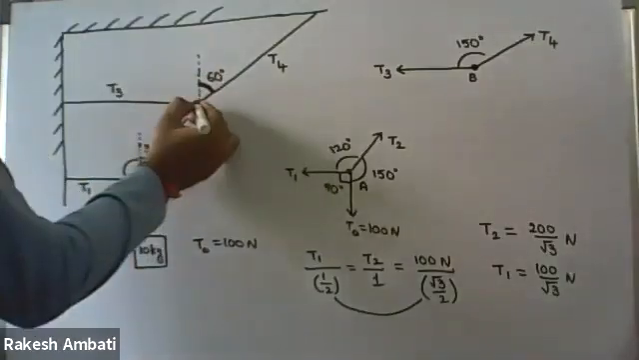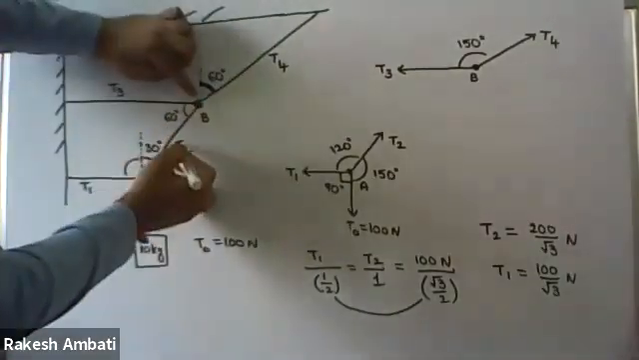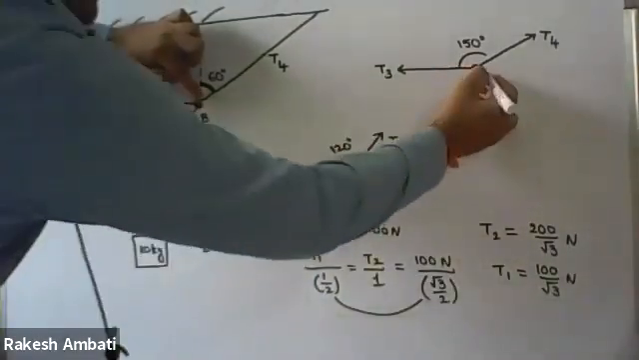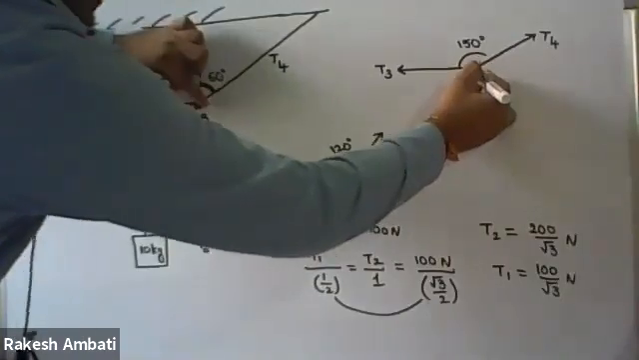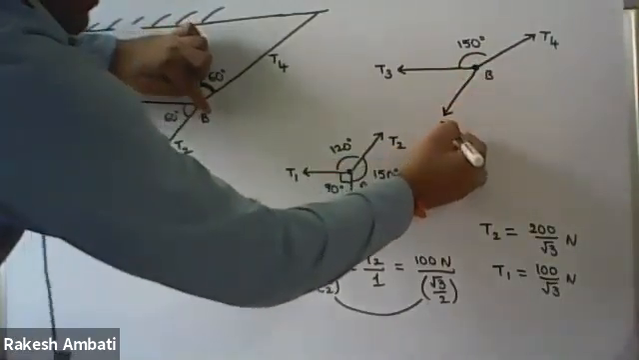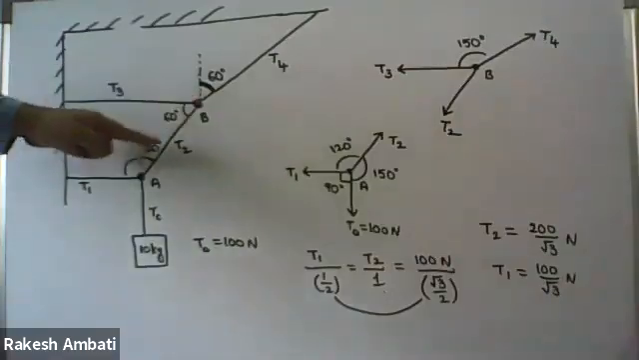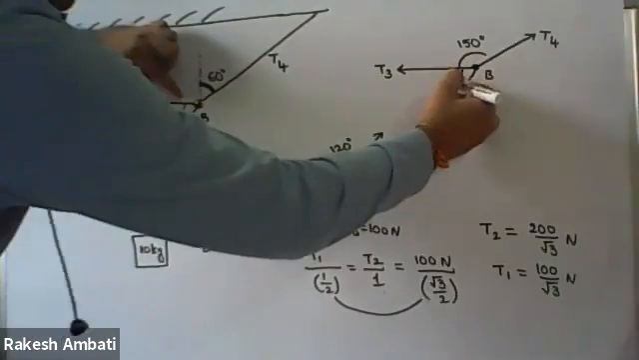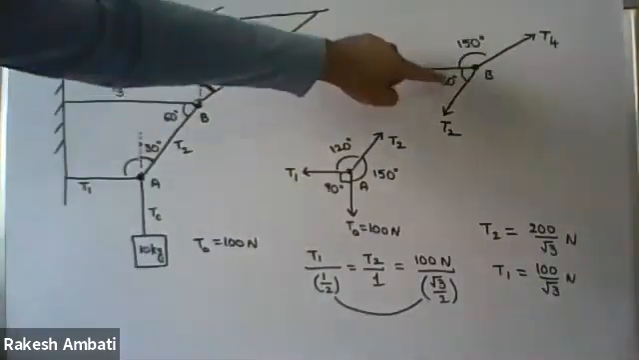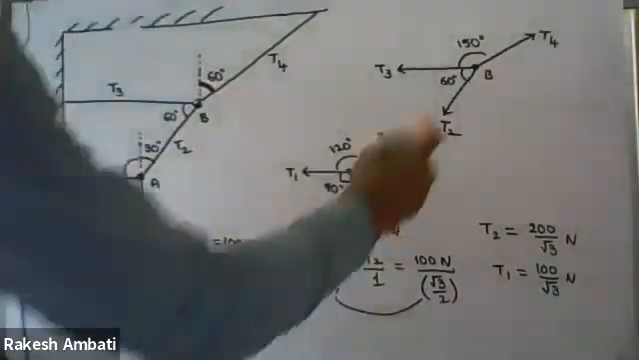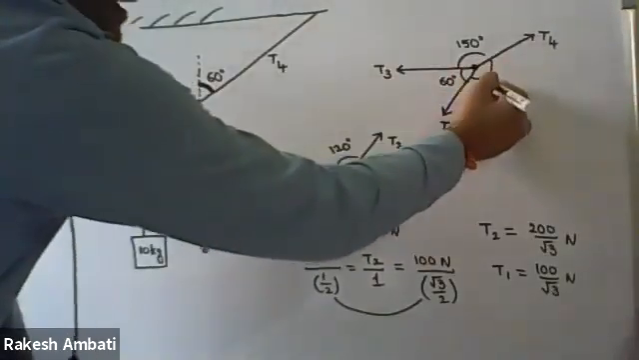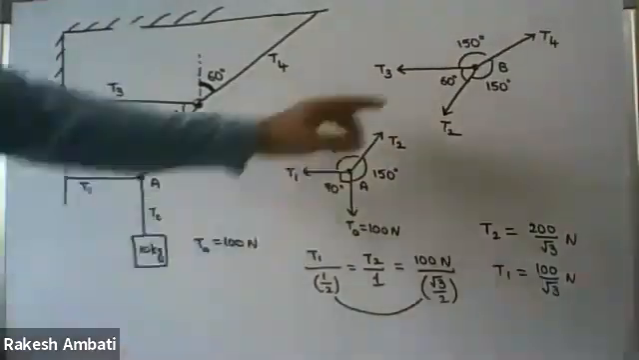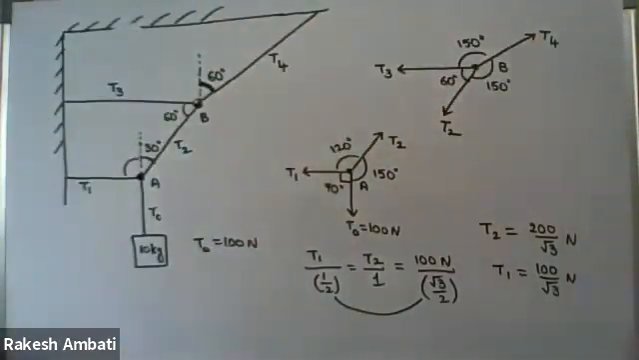Then for B, the T2 tension force is present, and this is the direction of T2, away from the tied point. Now this angle is 60 degrees. So it is 150, 60, 210. Perfect. Now this angle is 150 degrees. It is for the tied point B. Now you apply Lami's theorem for the tied point B.